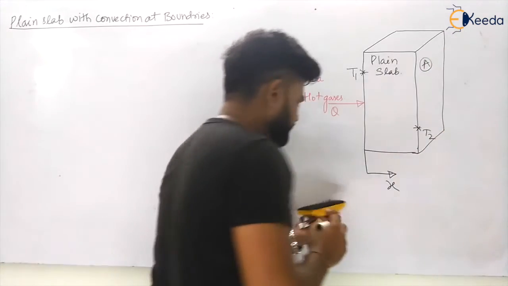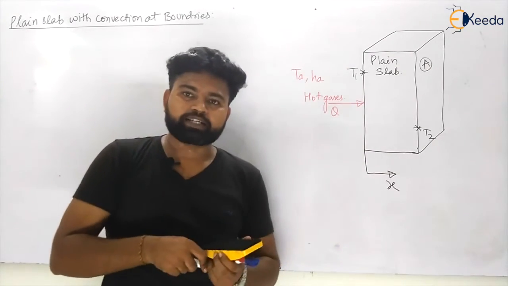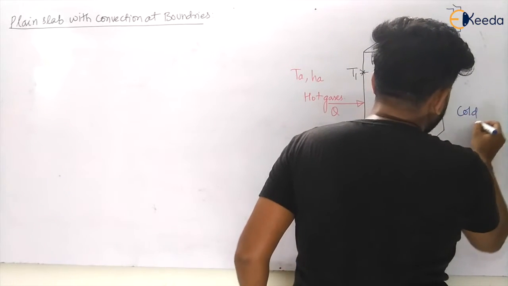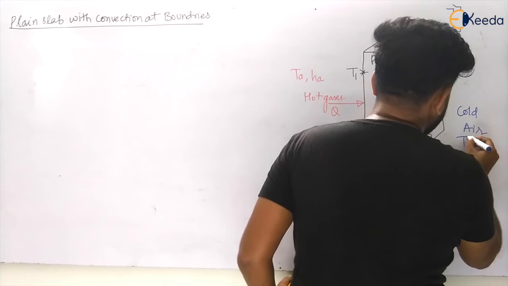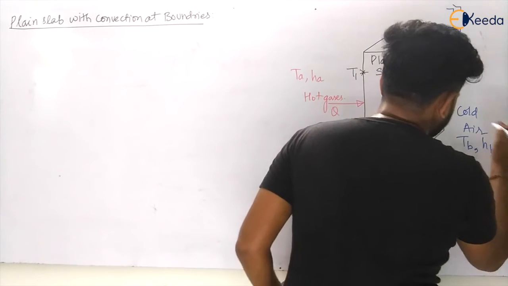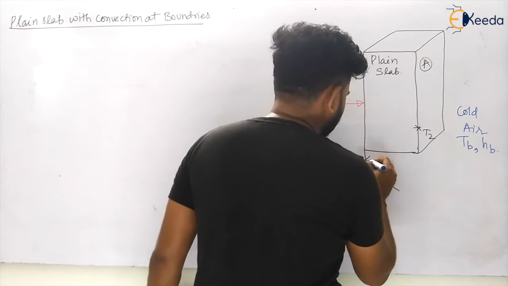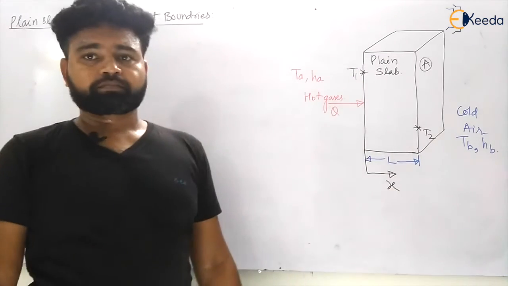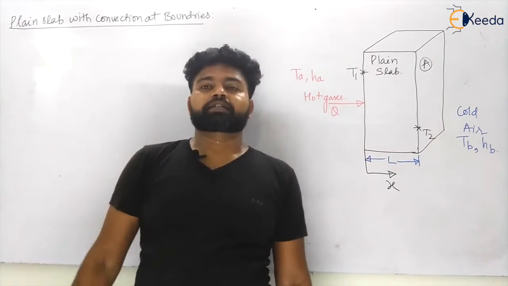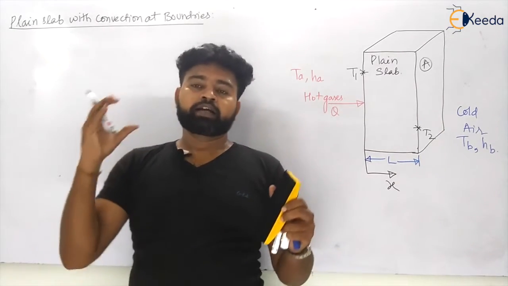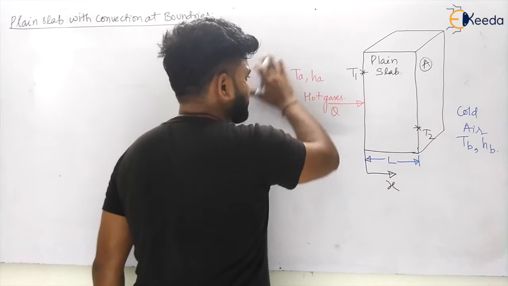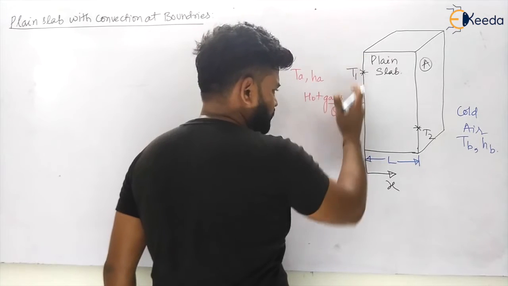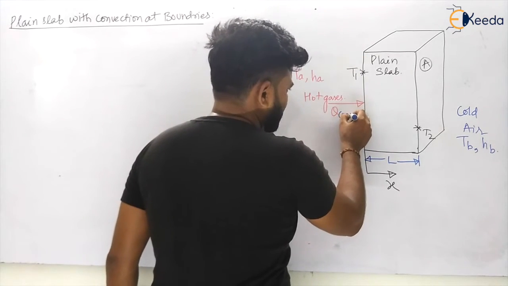Okay. And there is a cold fluid on the other side of the slab. So there will be cold fluid or cold air. Let us take cold air, and the temperature of this is TB and the heat transfer coefficient is HB. And let us take the length of this plane slab is L. Okay, my dear students. So now we are analyzing this case when there is convection on both sides, that heat will be transferred by convection because there is a gas, and the gas will transfer heat to T1, that is the left face of the plane slab, and this will be by convection.